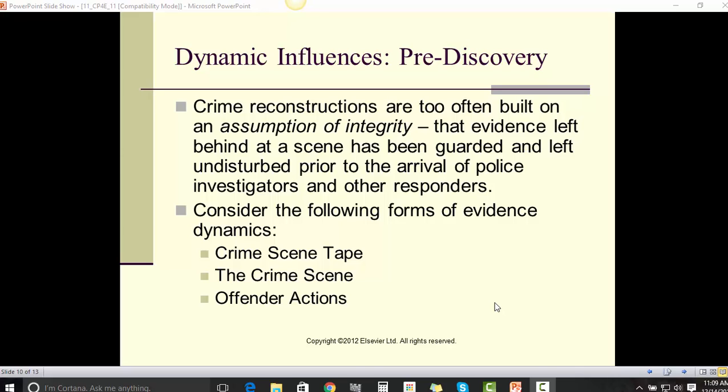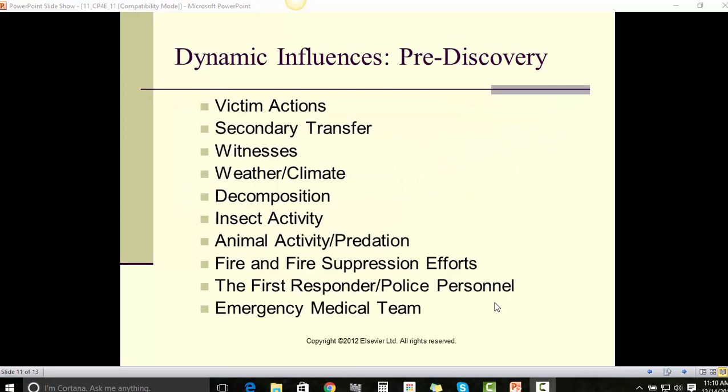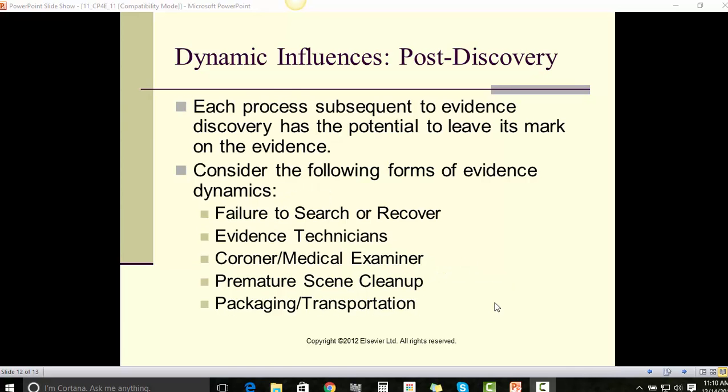Dynamic influences, pre-discovery. Crime reconstructions are too often built on an assumption of integrity, that evidence left behind at a crime scene has been guarded and left undisturbed prior to the arrival of the police, investigators, or other responders. Consider the following forms of evidence dynamics: crime scene tape, the crime scene, offender actions, victim actions, secondary transfer, witnesses, weather, climate, decomposition, insect activity, animal activity, fire and fire suppression efforts, the first responder, police personnel, emergency medical team.